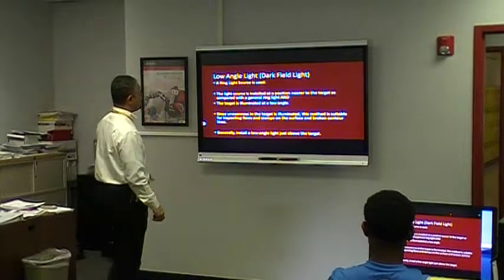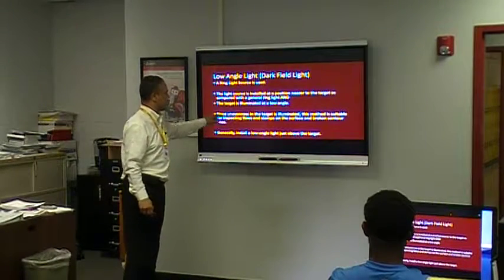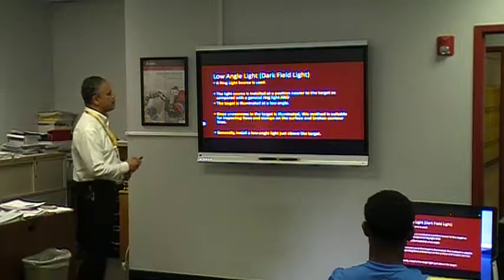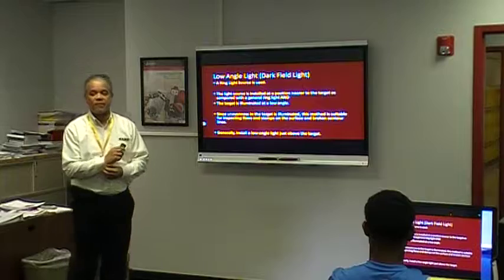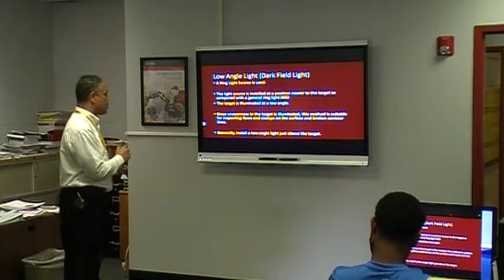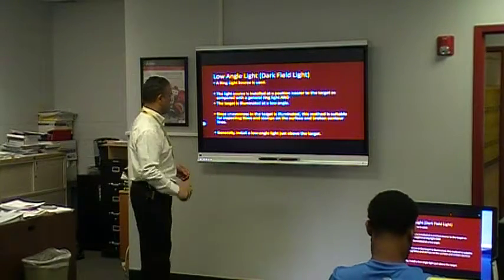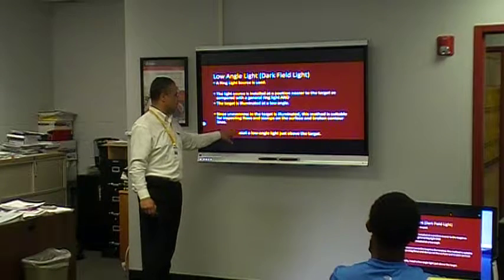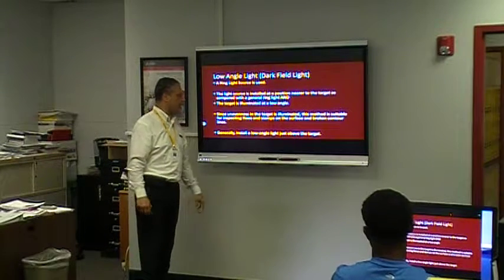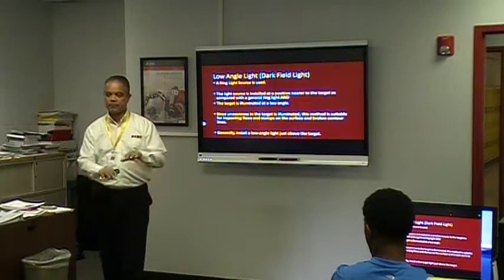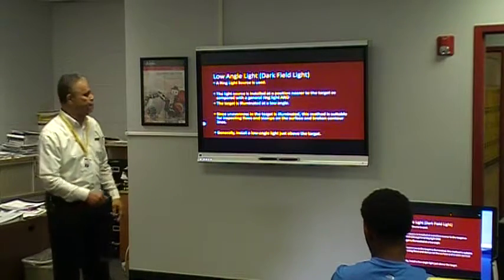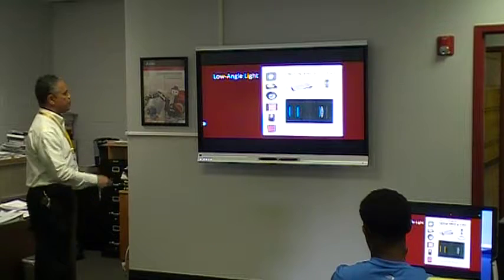The target is illuminated at a low angle, and since unevenness in the target is illuminated, this method is suitable for inspecting flaws, stamps on the surface, and broken contour lines. And generally speaking, you install a low angle light just above the target or the sample. Okay? Here's an example of that.